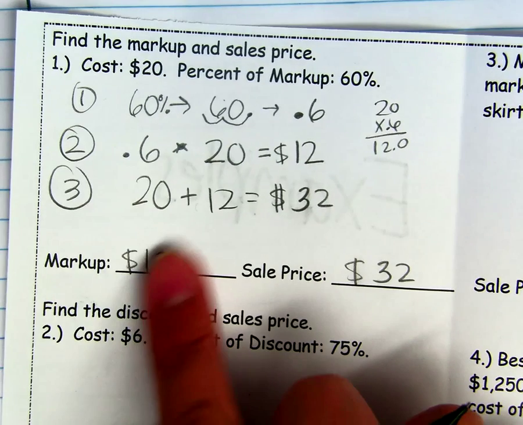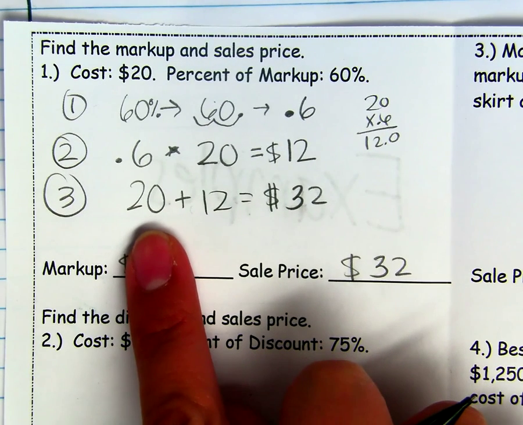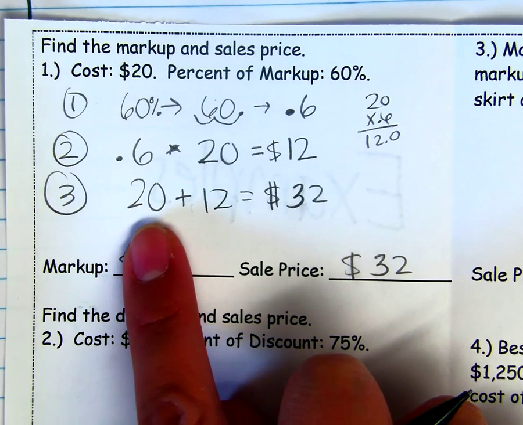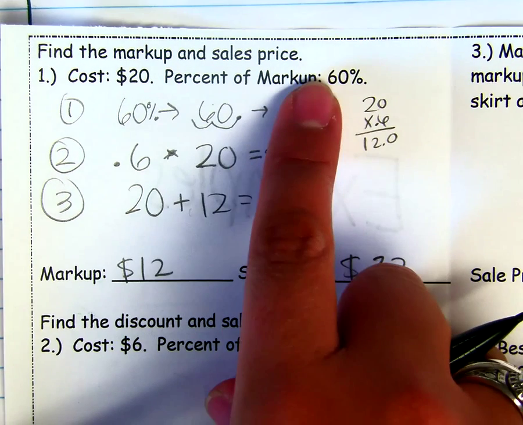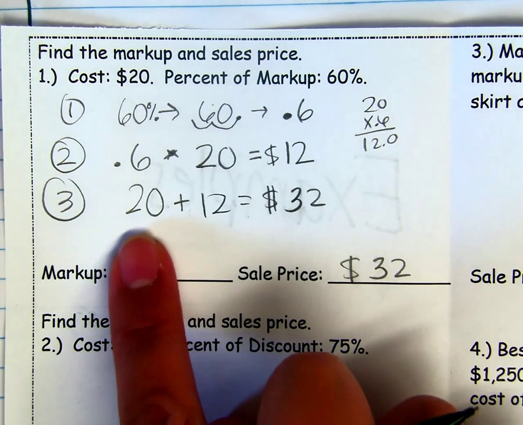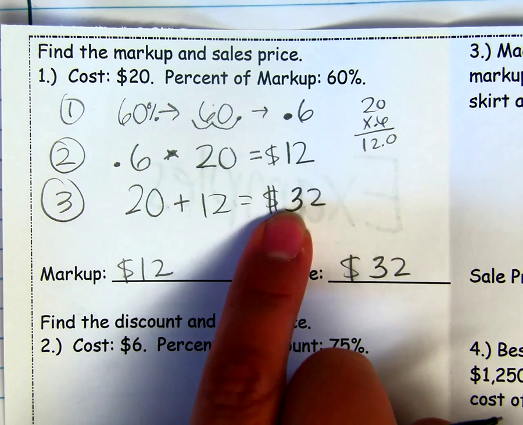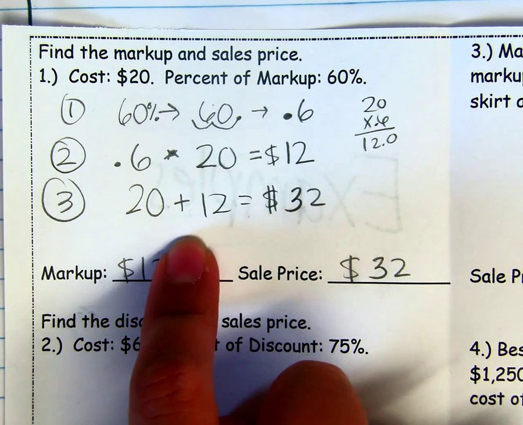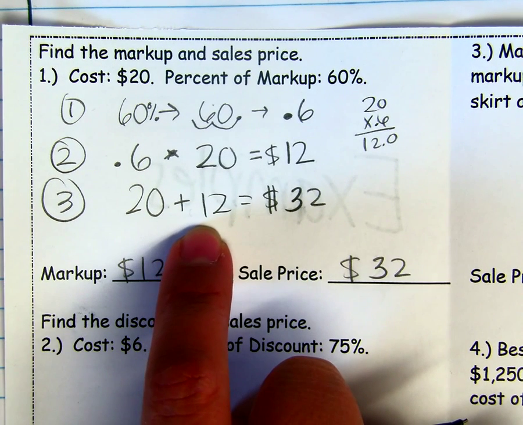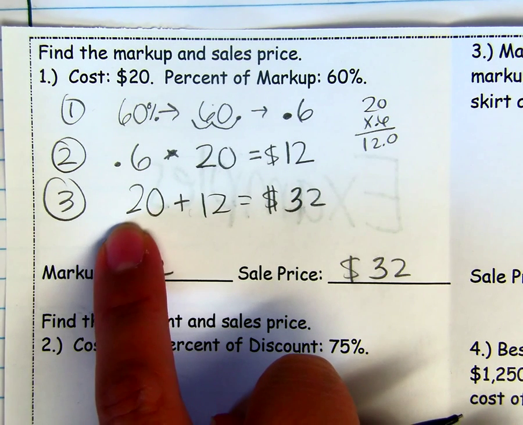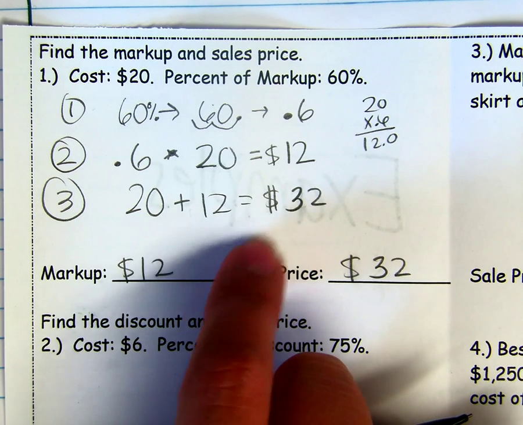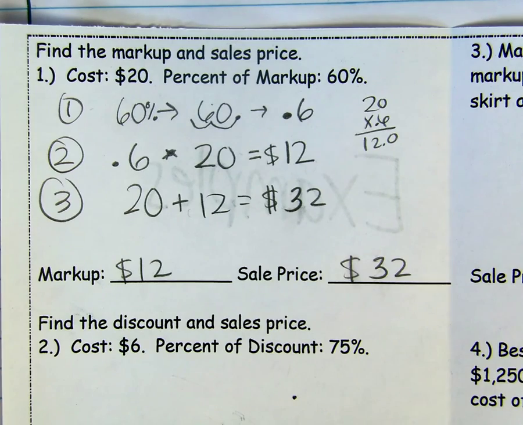So let's say you bought a game for $20, but you want to make a markup. You want to make profit, right? You want to make 60% profit. So instead of selling it for $20, you're going to sell it for $32 because then you're going to make how much money? $12. If it costs you $20 and you sell it for $32, you make $12 from it.